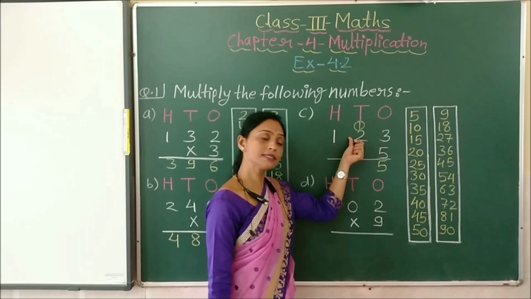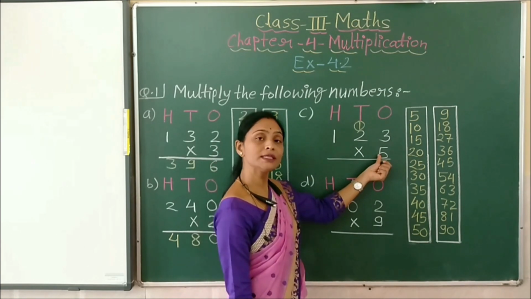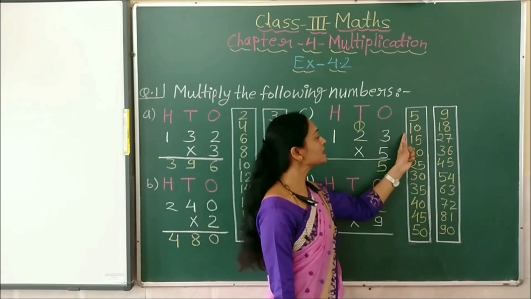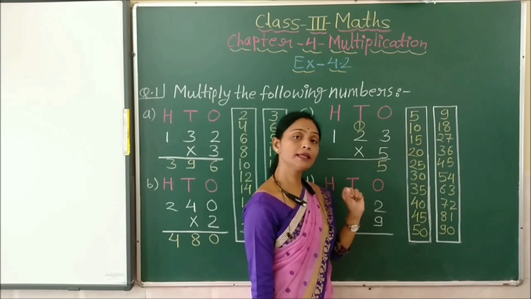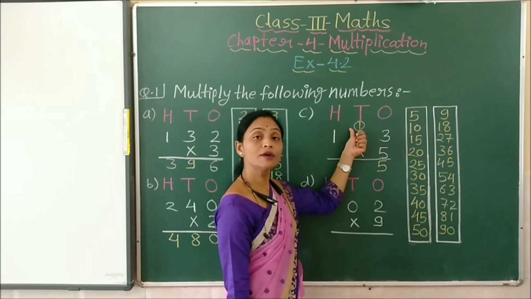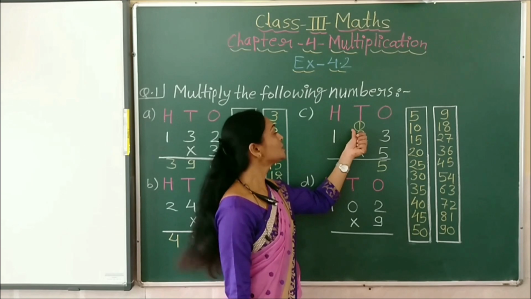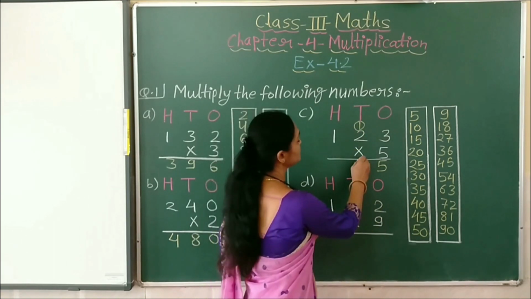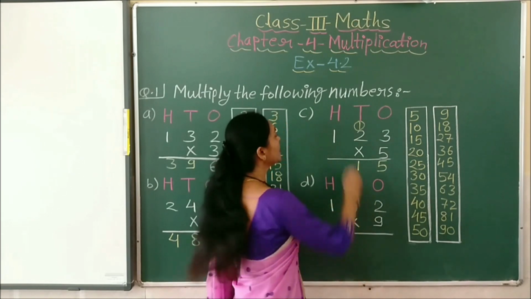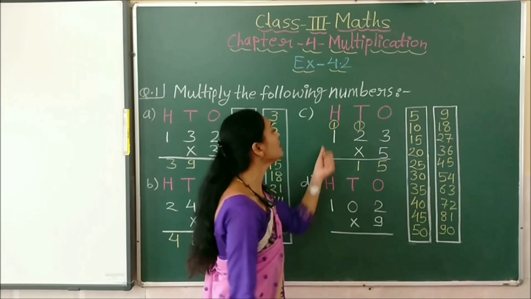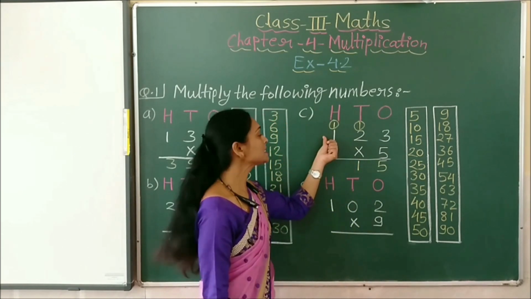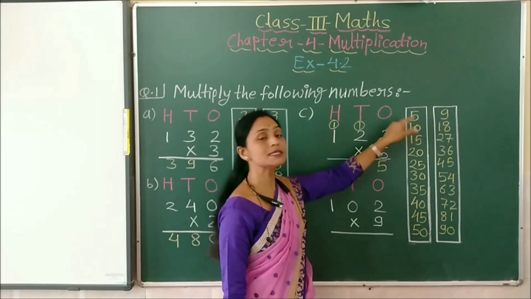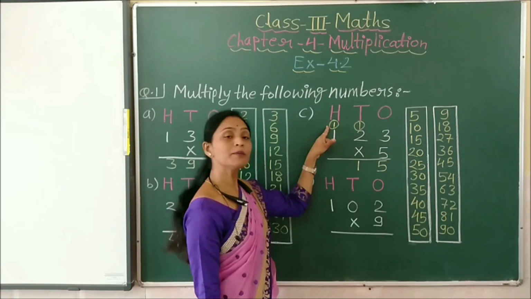tens place. Yes. Then again we have to read this table of 5 how many times? 2 times. So 5 ones are 5 and 5 twos are 10. And this carryover we have to add to 10. So 10 plus 1 how much? 11. So we have to write here 1 and again 1 carryover we have to write here on hundreds place. Now 5's table we have to read only 1 time. So 5 ones are 5 and then we have to add this one.